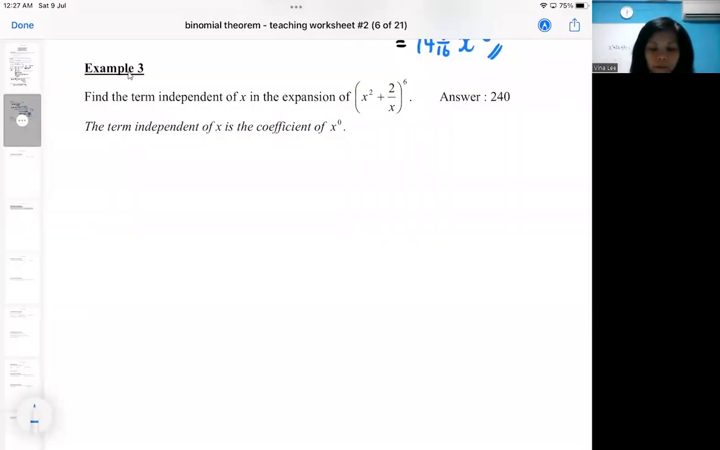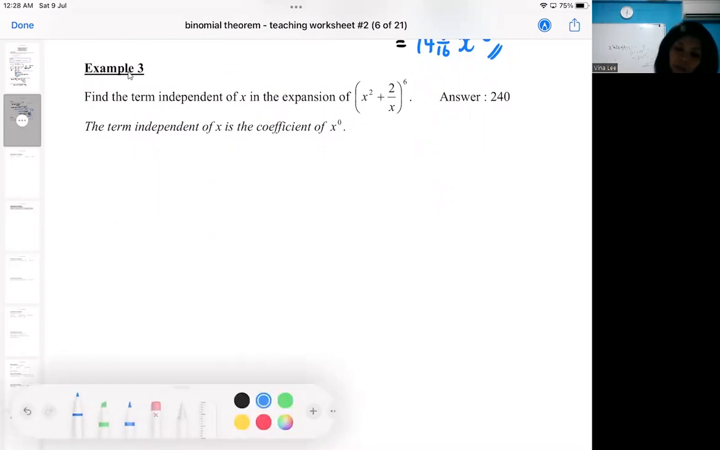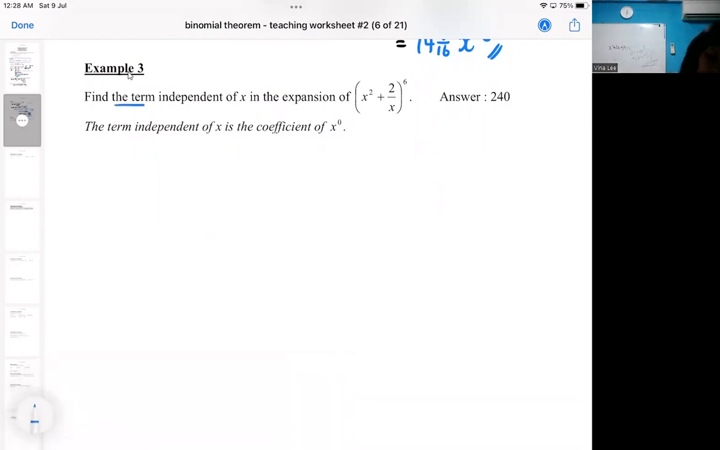So this is another favorite question for the use of the general formula. I mentioned in the introduction video that the term independent of x generally means constant. There are no x inside, but it is actually the coefficient of x^0. So in the coefficient of x^0, the power of x is equal to 0.